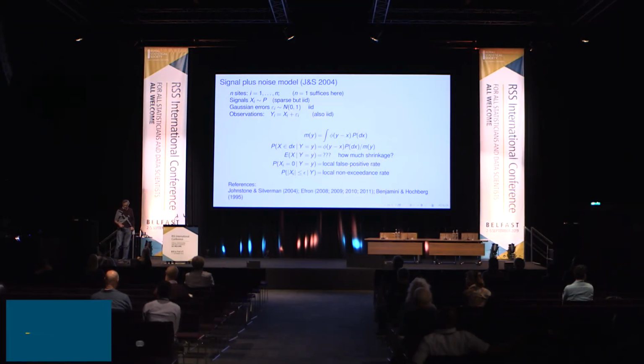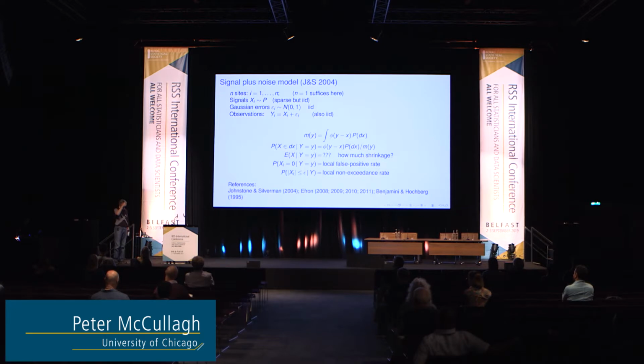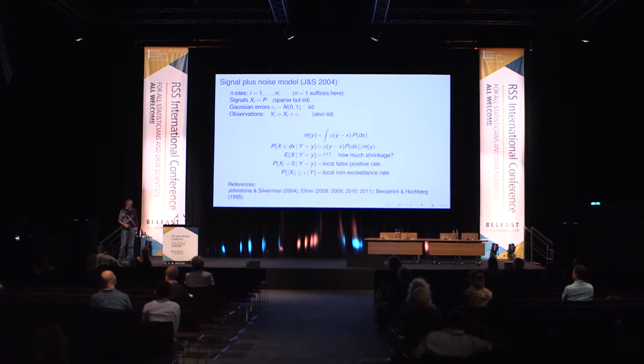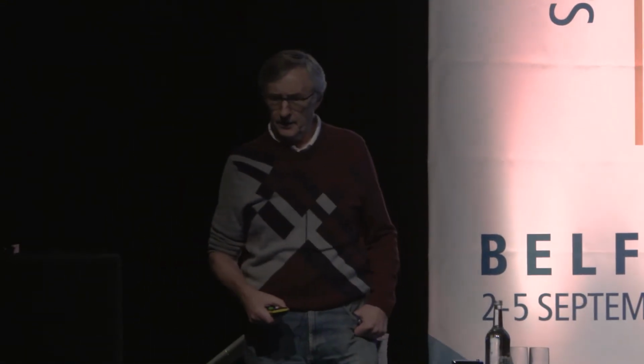So I'm going to be talking about a simpler setting than the previous one, nothing complicated, nothing nonlinear. It's the very simplest setting where we just have multiple sites. I will use the term sites. And at each site, there is a signal, which I will denote by X, and an observation, which I will denote by Y. And the observation is just the sum of the signal and a standard Gaussian random variable.